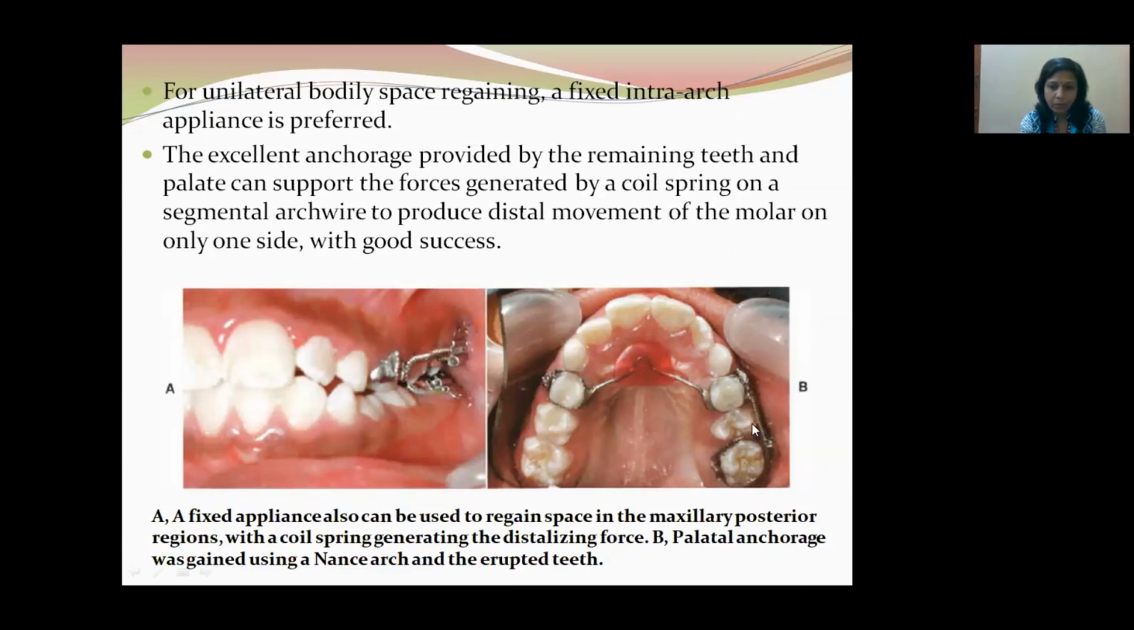This is the occlusal view where, from the premolar to the molar, a compressed coil spring is placed that will drift the molar in a distal direction and give some space regain in the maxillary arch. And this is the Nance button, which is used as a palatal anchorage to assist in the application of this closed coil spring appliance.